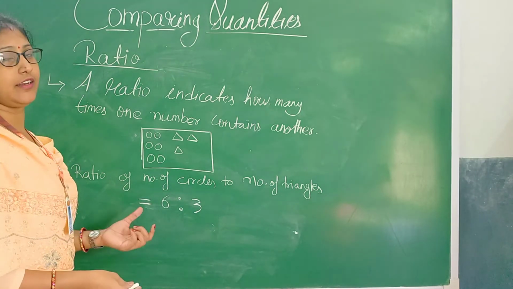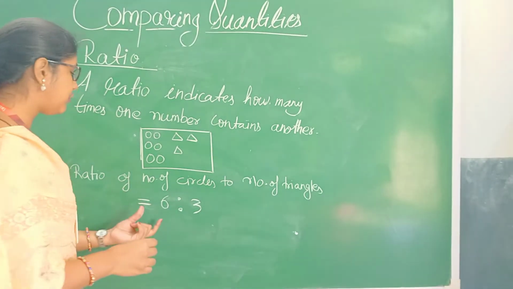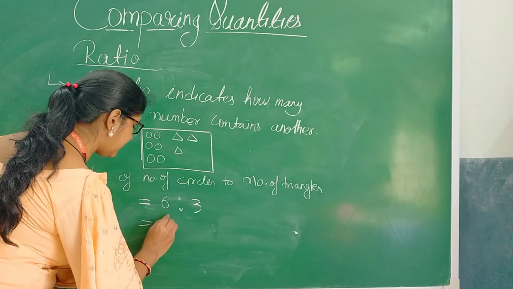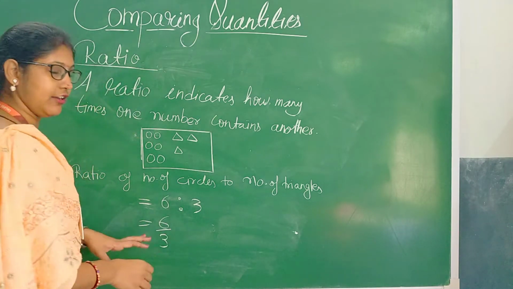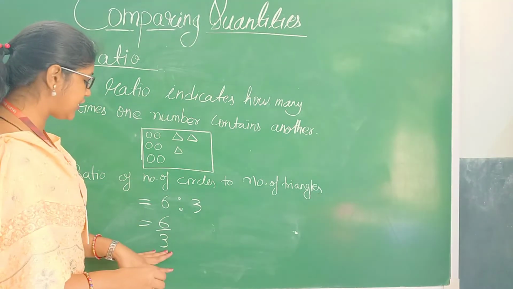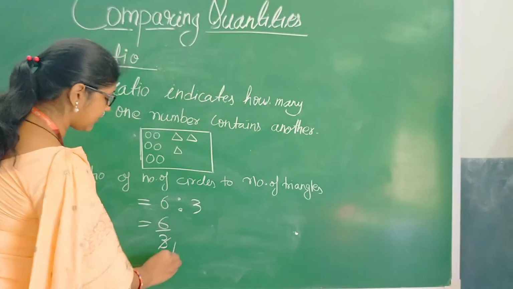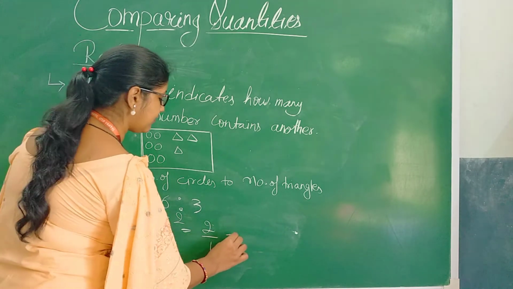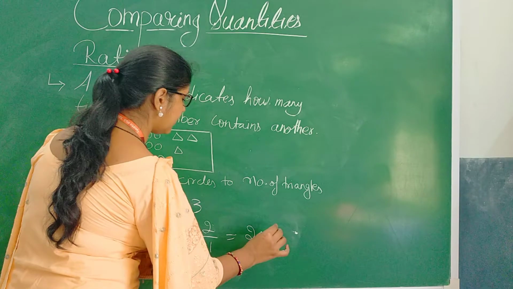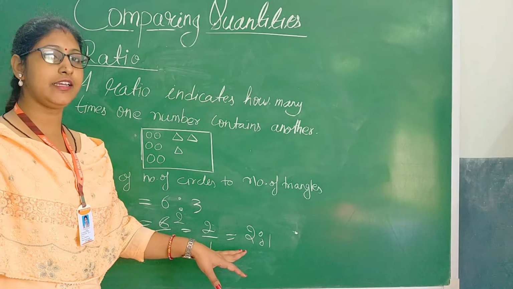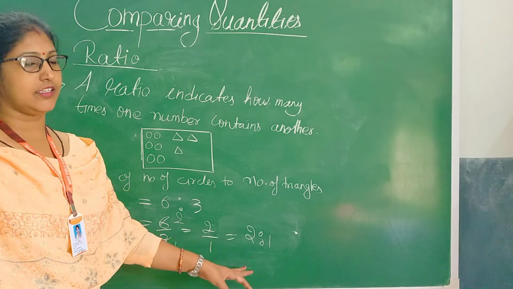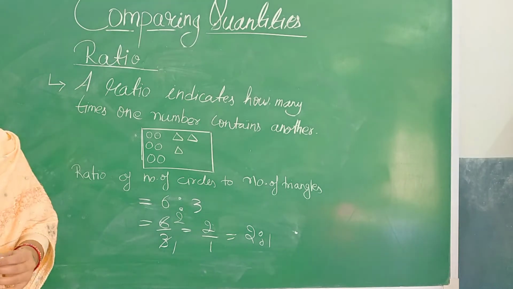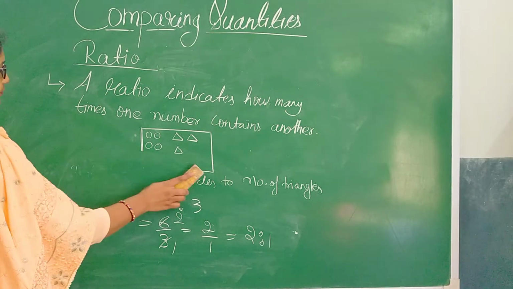We also represent ratio in the form of a fraction. Suppose we have to represent 6:3 as a fraction, then we can write it as 6/3. We also simplify this ratio to a simple form: 3 1s are 3, 3 2s are 6. Then the simple ratio is 2/1, meaning 2:1. So we read this ratio as 2:1, and it is represented by a dot or in the form of a fraction also.